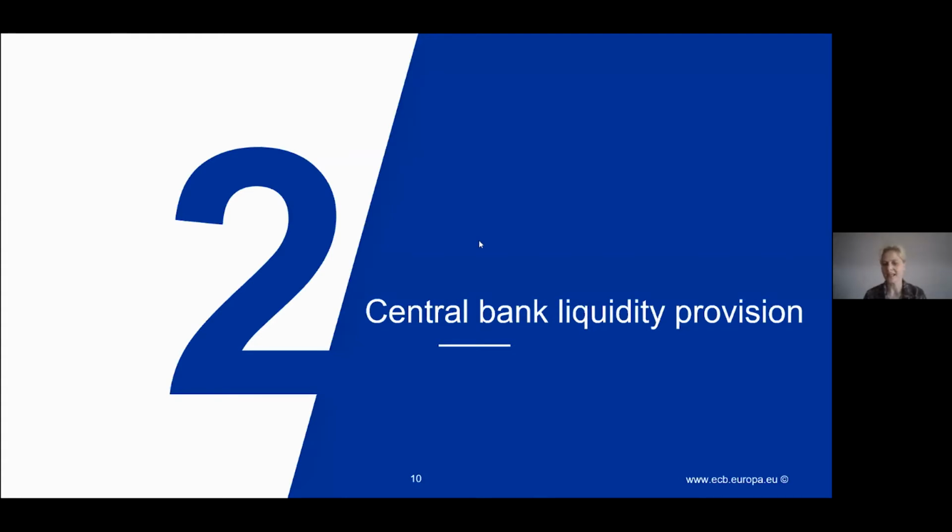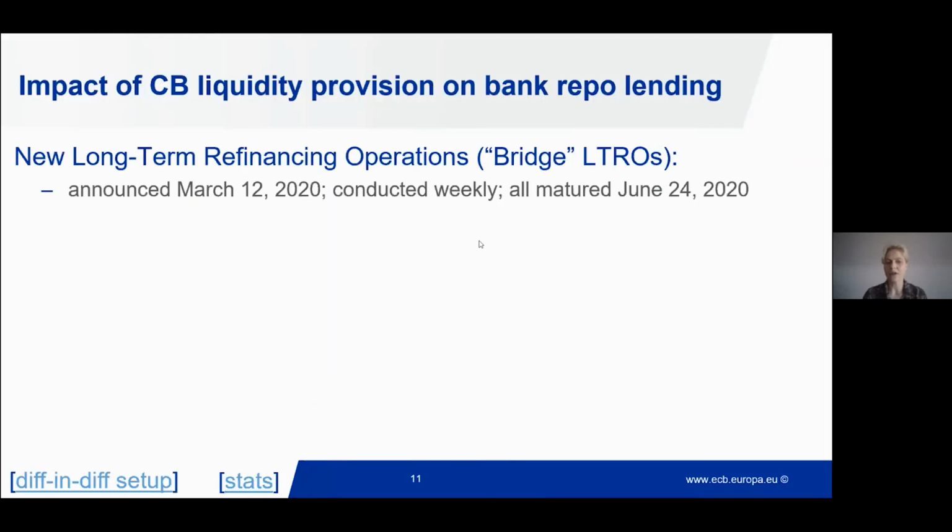of central bank liquidity provision to banks. We're going to look at the impact of central bank liquidity provision on bank repo lending to mutual funds. We're going to look at new long-term refinancing operations for banks that were announced on March 12, 2020 by the ECB. They were called bridge LTROs, long-term refinancing operations. They were conducted weekly, and they all matured on June 24th, 2020. This is when another big pre-planned liquidity providing operation was due to settle.